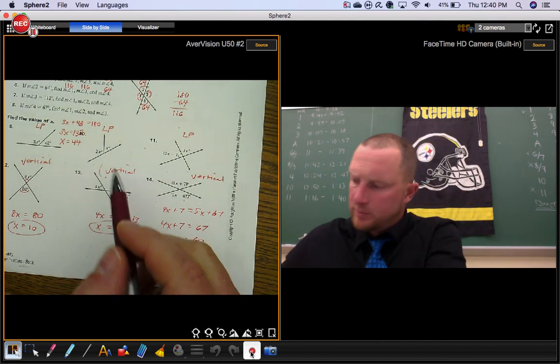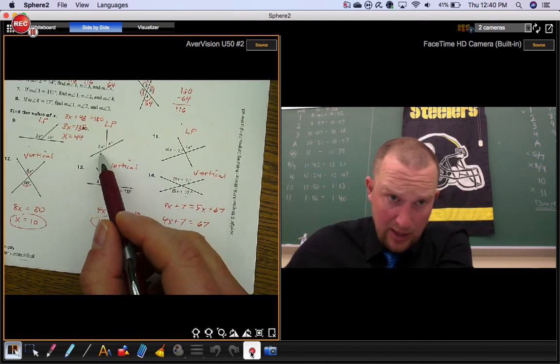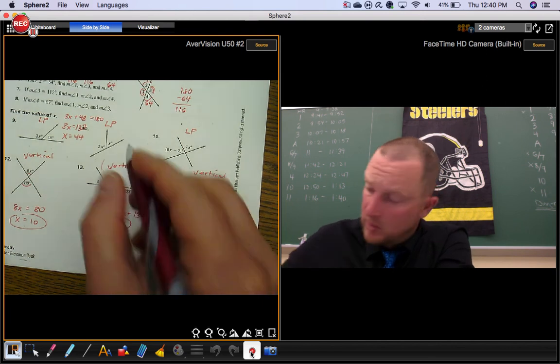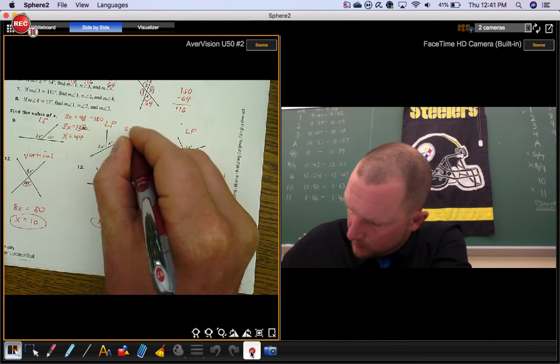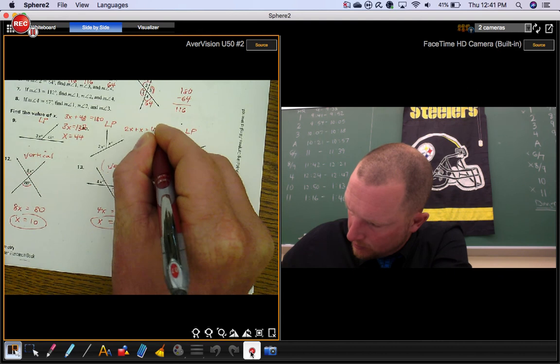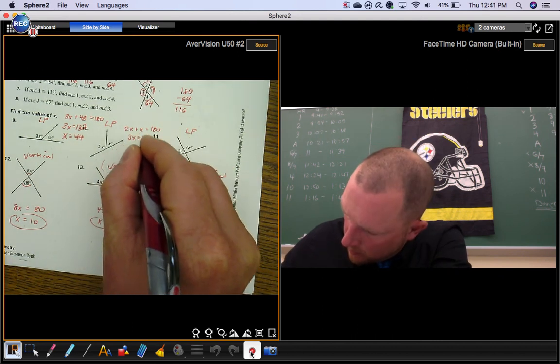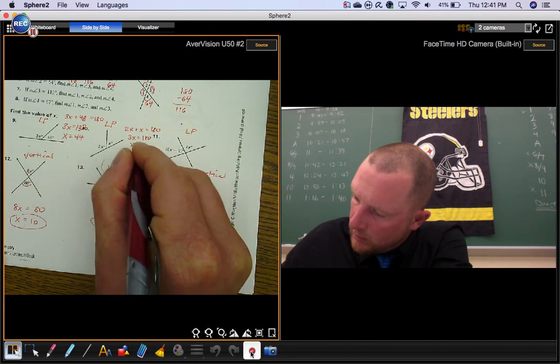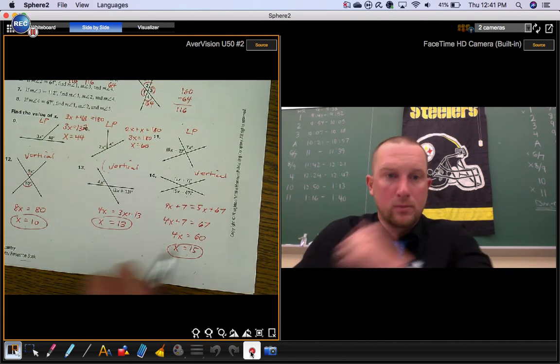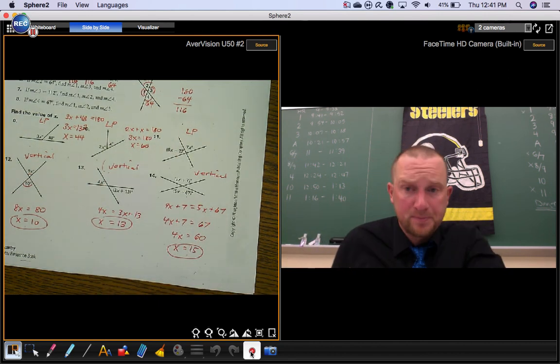The next one, we have an obtuse angle and an acute angle. They cannot be the same. But since they're a linear pair, we know they add up to 180. So solve for x.